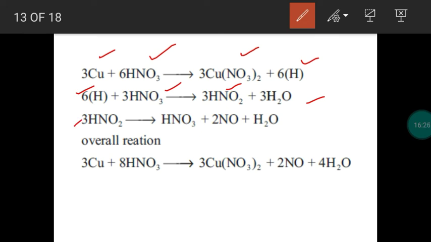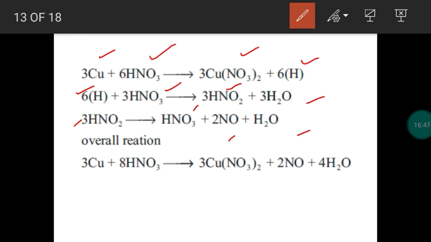Then the secondary product nitrous acid is decomposed. This is called a tertiary reaction. The secondary product is decomposed to produce nitric acid and nitric oxide with the liberation of water. So this is called a tertiary reaction. Now we can write the overall reaction.